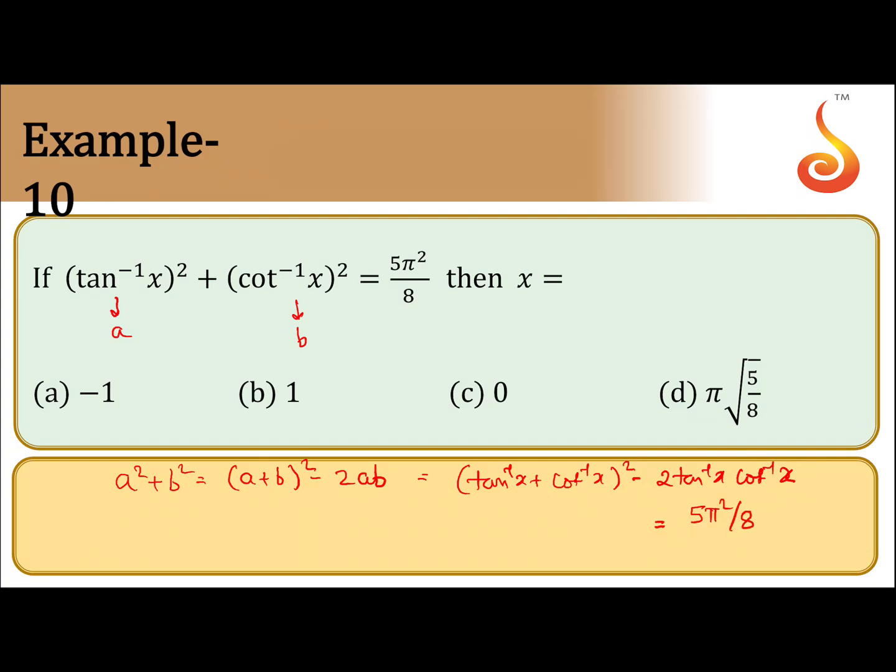So (a plus b) whole square minus 2ab: (tan inverse x plus cot inverse x) whole square minus 2 tan inverse x cot inverse x is equal to 5 pi square by 8. So please write quickly, I have to change the slide. I hope you have written: (tan inverse x plus cot inverse x) whole square minus 2 tan inverse x cot inverse x is equal to 5 pi square by 8.